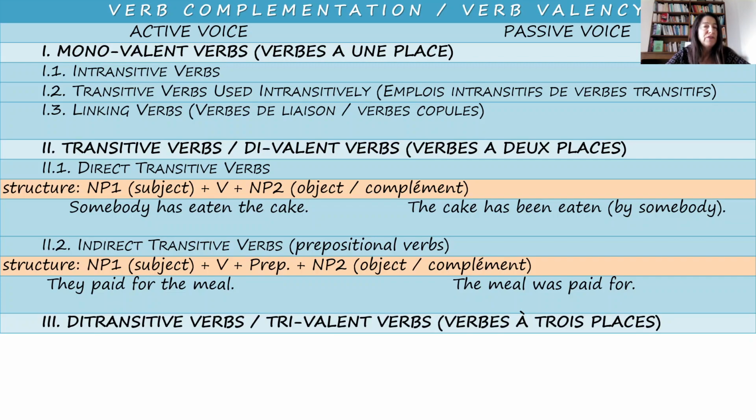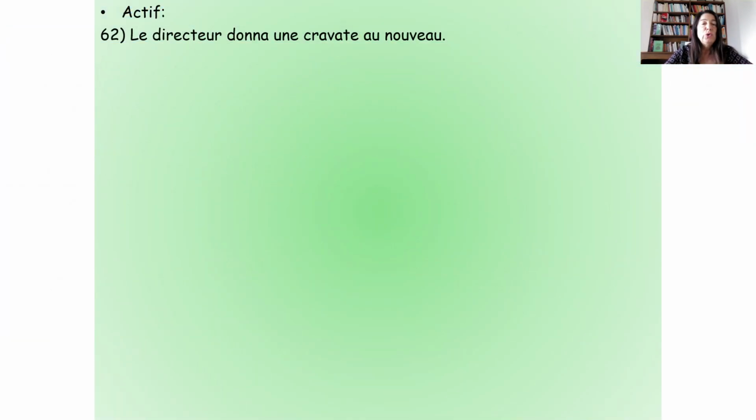So the main point of this video is to talk about ditransitive verbs. So verbs that have three arguments, the subject and two objects. Donc deux compléments. Let's translate a few examples. Le directeur donna une cravate au nouveau. So that's the active voice sentence, which in English is the head or the headmaster gave a tie to the new boy.